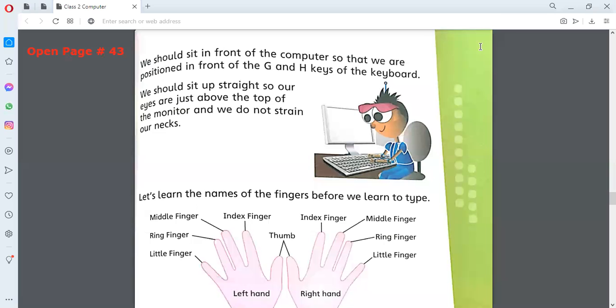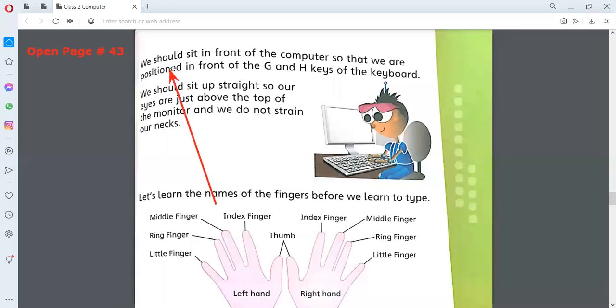In the last class, we were discussing typing, and what fingers we are using for typing. We discussed page 42 and also something related to page number 43. We see that we have to sit in front of two keys. What are those two keys? Those two keys are G and H.